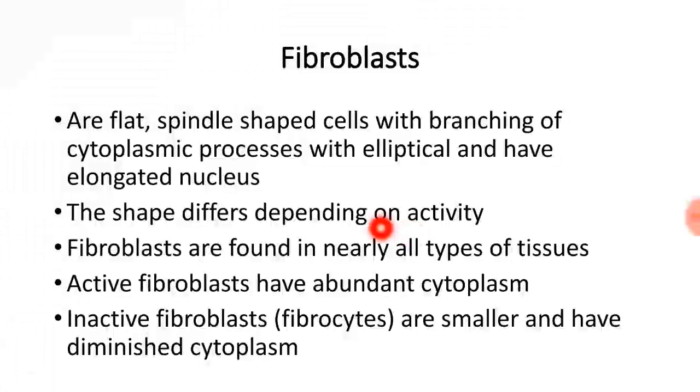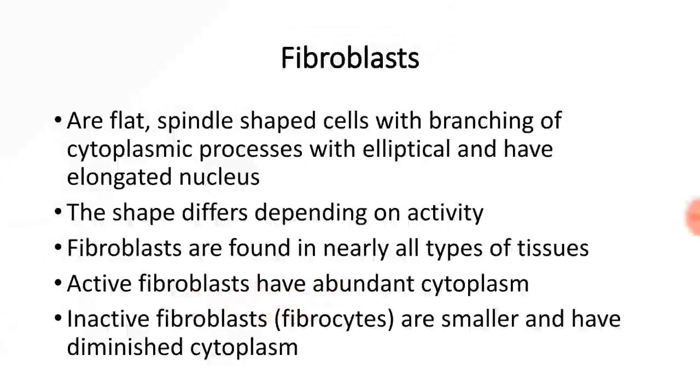So fibroblasts are flat spindle shaped cells with branching cytoplasmic processes with elliptical and elongated nucleus, and the shape differs depending on the activity, the anatomy of fibroblast depending on its physiology. Fibroblasts are found in nearly all types of tissues and the active fibroblasts have abundant cytoplasm. Inactive fibroblasts are smaller and have diminished cytoplasm.